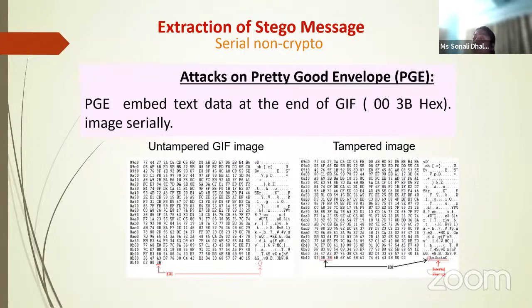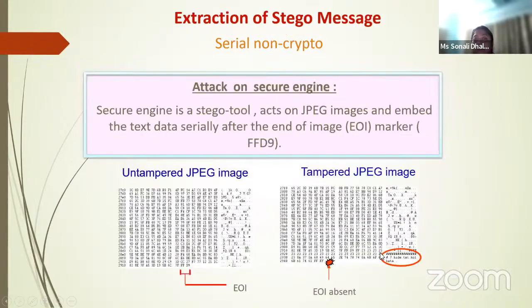We do known cover, known message attacks on a large database, trying to find out the inherent technique that the third party tool uses. This is called signature based analysis. For this particular tool, PGE, it embeds text data at the end of the GIF file and keeps the data serially. So after 3B, for any image tampered by PGE, it shows the Kolkata C message after 003B.